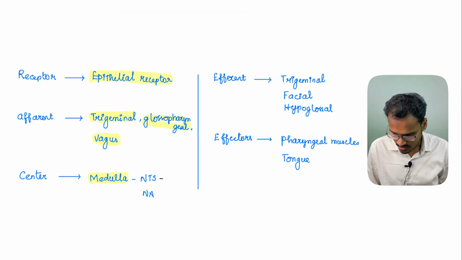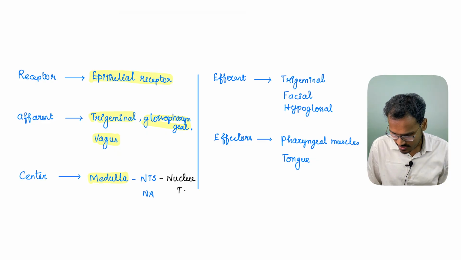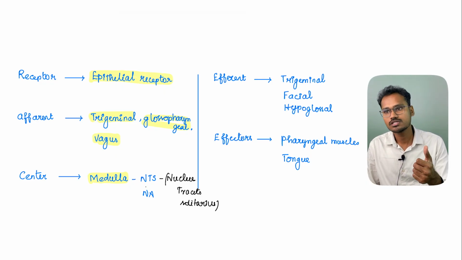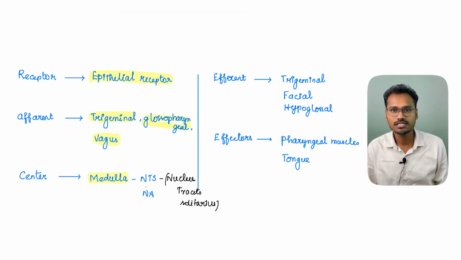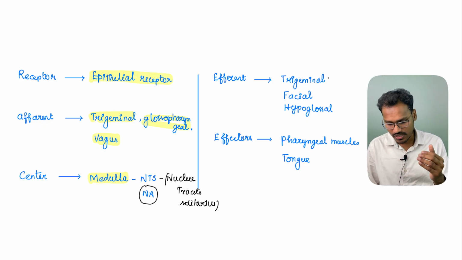One is the nucleus tractus solitarius. This we have studied in the cardiovascular system also. Nucleus tractus solitarius is one of the most important areas, I would say, wherein the confluence of baroreceptors, chemoreceptors and all other receptors come into action. The next is the nucleus ambiguus. NA is nucleus ambiguus. So they will sense it.